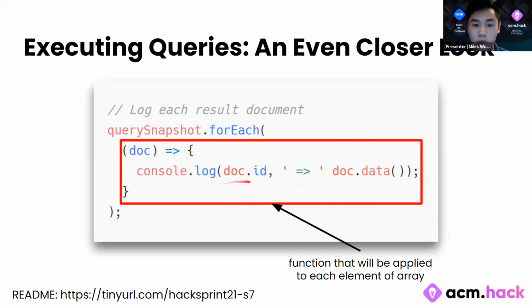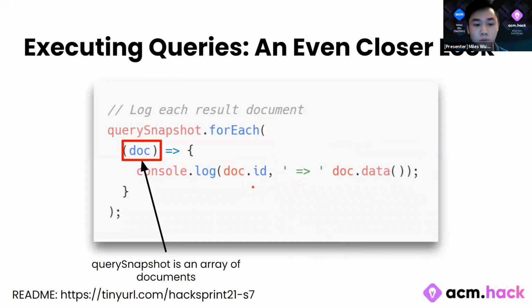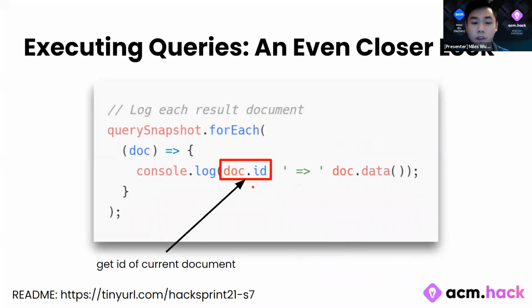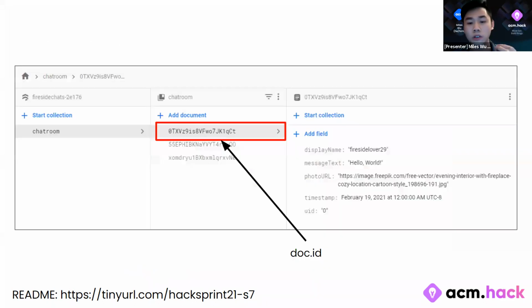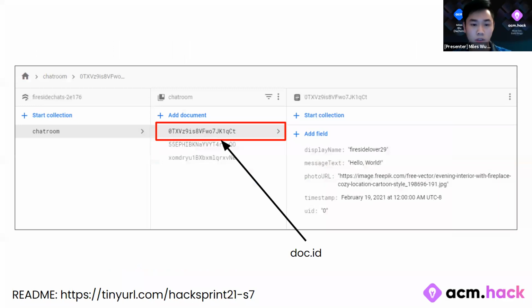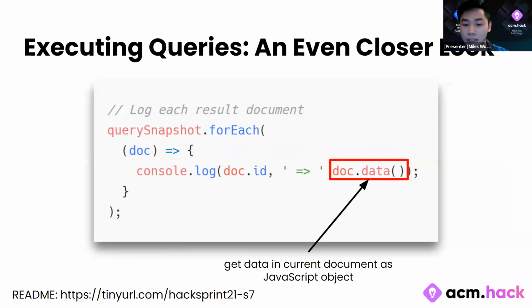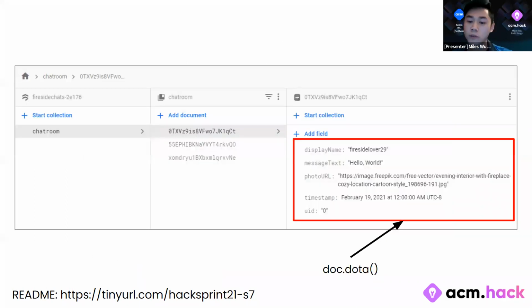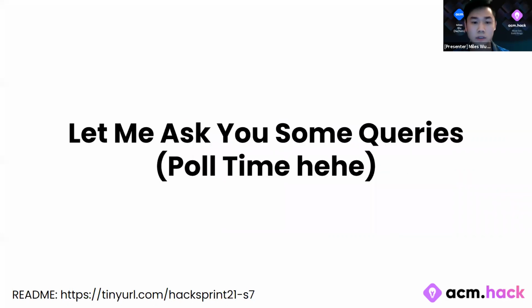Some of the things we can do is get the ID of the current document we're looking at, and we can also get the data. The ID here, remember, refers to the ID of our document, and we can also get the data in our document as a JavaScript object. And remember, the data is just this JSON-like type of stuff. Hopefully, all that makes sense.